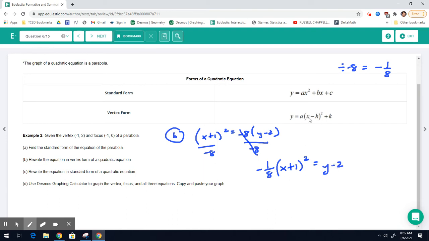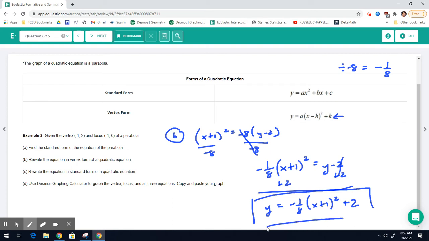And now, as you can see, the y is just all by itself, so we need to move the k over by adding 2 to both sides. And when you do that, I'm going to put the y first, if you don't mind. y equals -1/8 times (x plus 1) squared plus 2. And that is your equation in vertex form. Simple.